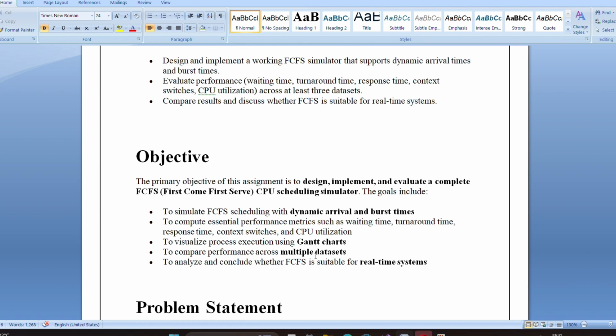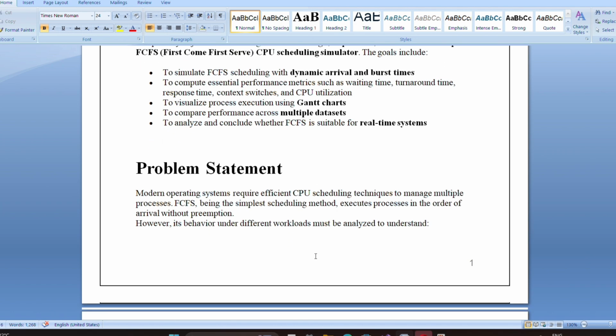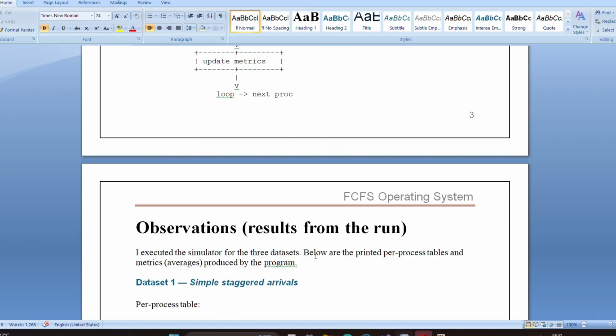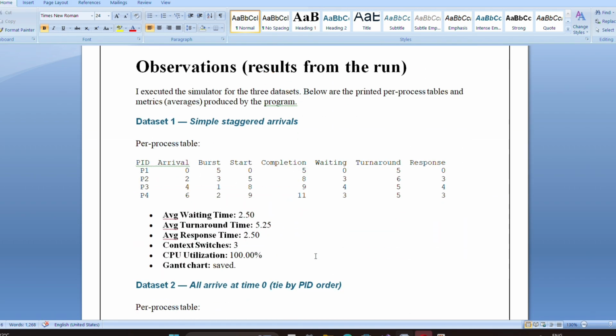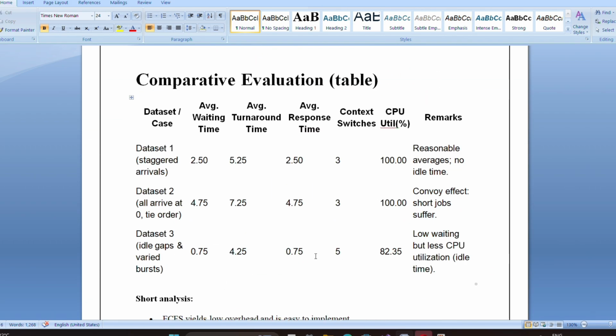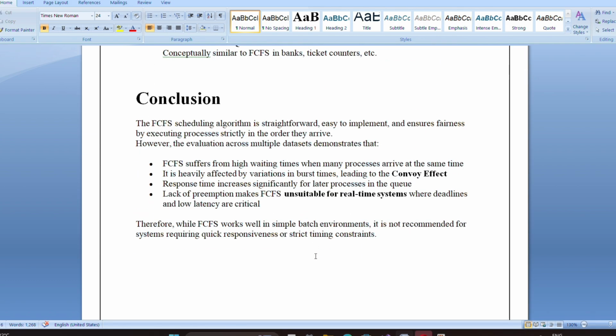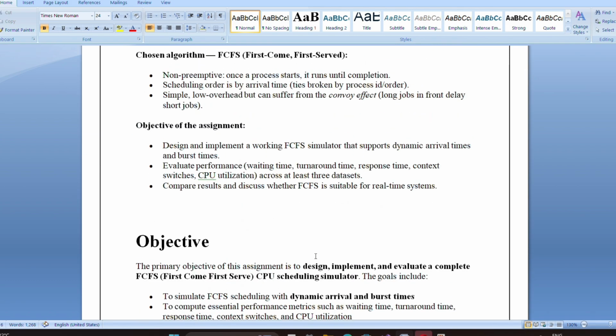We have introduction, objective, problem statement, experimental setup, implementation, observation of the output, comparison evaluation, application, and last conclusion.